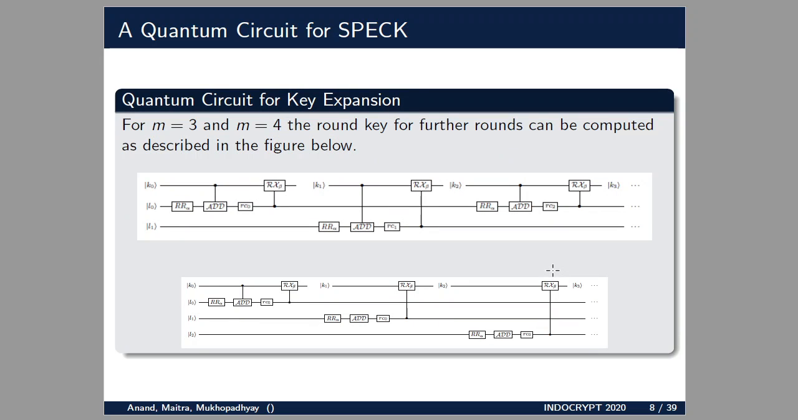For m equal to 3, we have three keywords K0, L0 and L1, each of size n. And for m equal to 4, we have four keywords K0, L0, L1, L2, each of size n. The round keys for the further rounds can be computed as described in this figure here. This is for m equal to 3 and this is for m equal to 4.